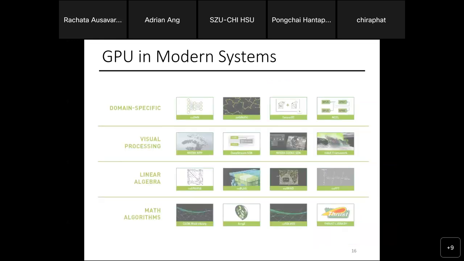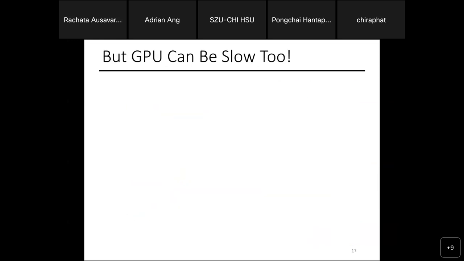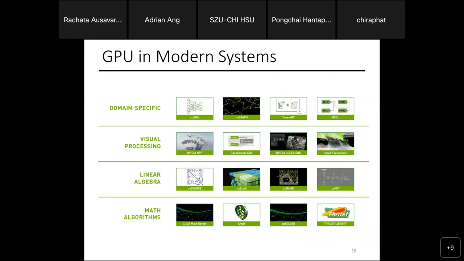You can also use the GPU to run modern applications in ML, AI, and science. NVIDIA also has something called cuQuantum, which does quantum simulation. So they have a lot of new libraries that we launched for different purposes.